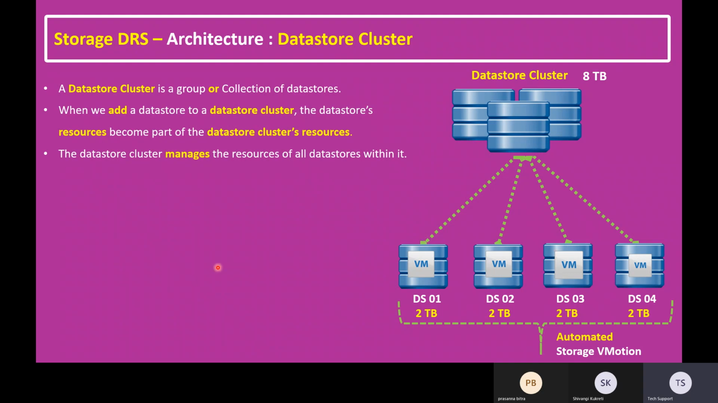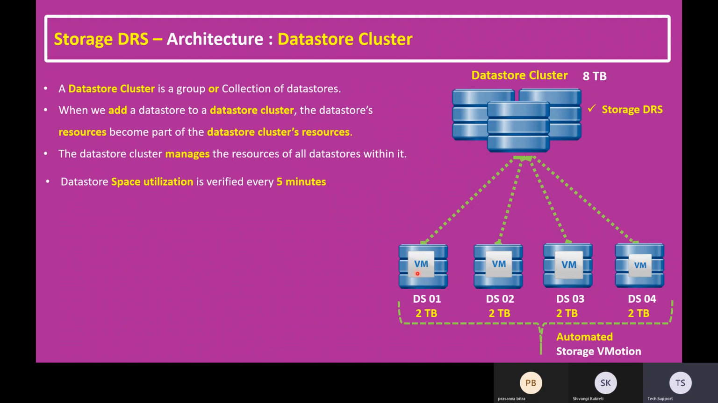Now we're going to talk about how the data store cluster works. Similar to DRS, which is also a cluster feature, while enabling DRS we turn on the HA and DRS features. Similarly, while creating a data store cluster, we need to turn on the storage DRS option. When we turn it on, data store space utilization is verified every 5 minutes. So every 5 minutes, it keeps monitoring all these four data stores.